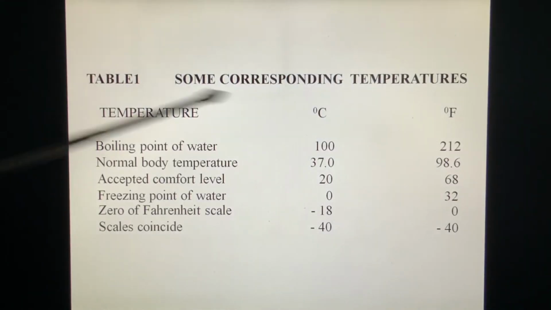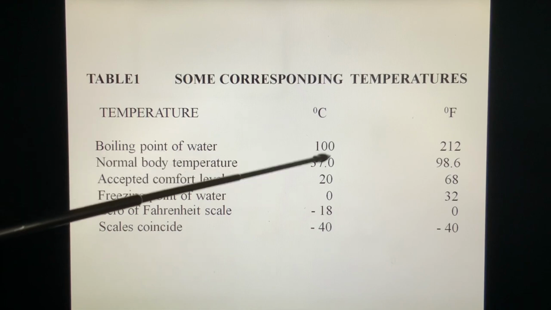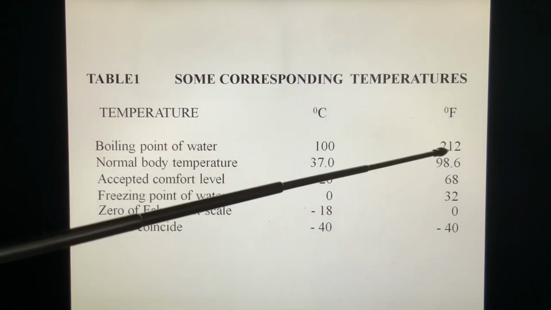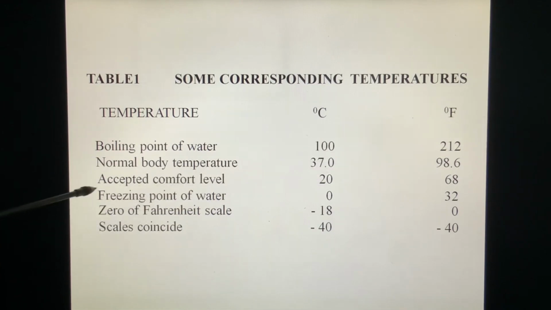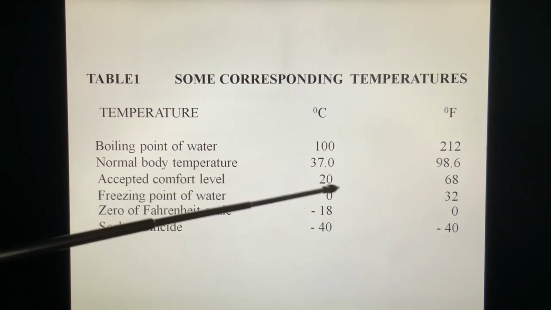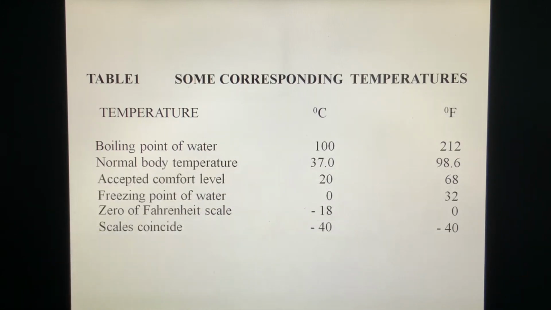These are some corresponding temperatures. The boiling point of water is 100 degrees Celsius, which is 212 degrees Fahrenheit. The freezing point of water is 0 degrees Celsius, and it is 32 degrees Fahrenheit, and so on.